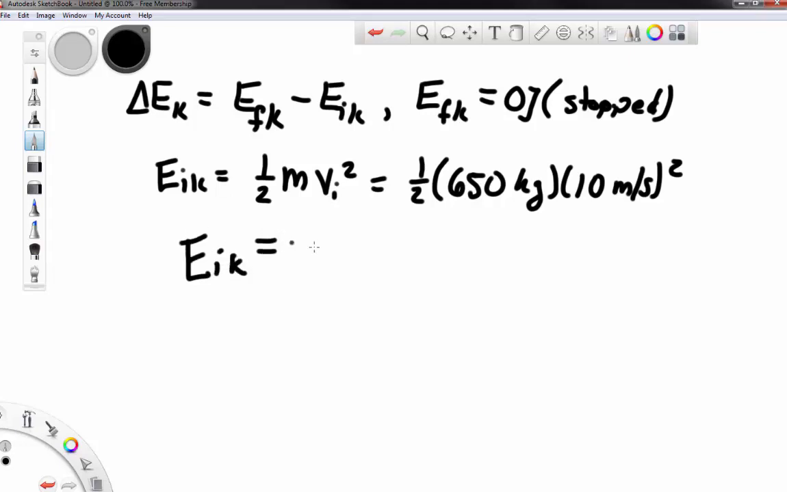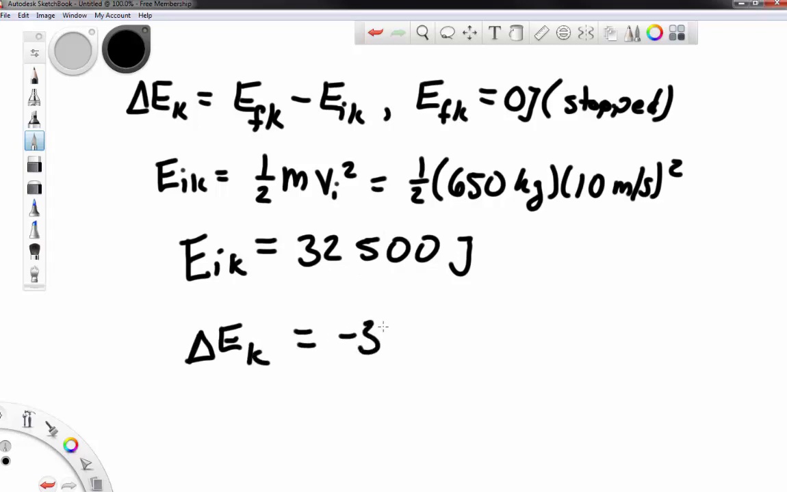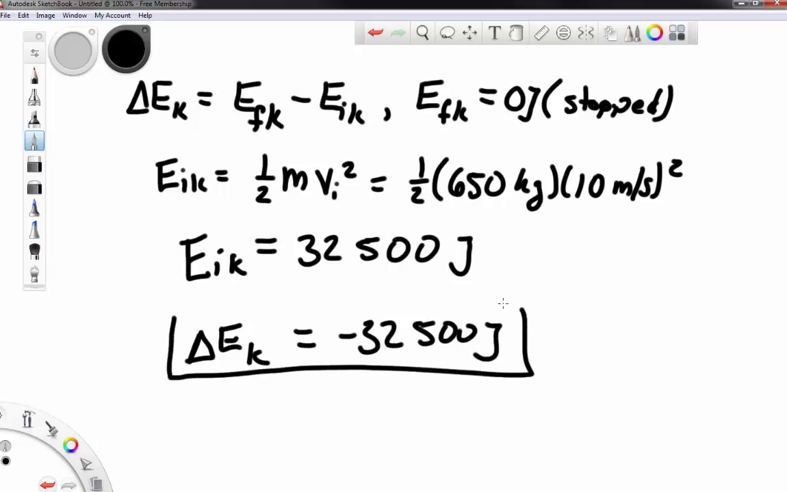So now that also means that our change in energy is 0 minus this. So our energy lost is also 32,500 joules.